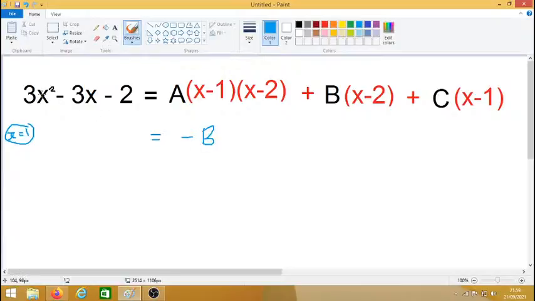And on this side, we've got 3 times 1 squared, take away 3, take away 2. So that's 3, take away 3 is nothing, take away 2, which is minus 2. So now minus 2 is minus b. I don't need the minuses, they can cancel out. So b is equal to 2. Just write that in the corner here.